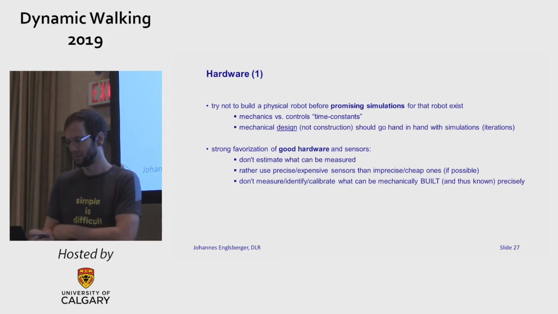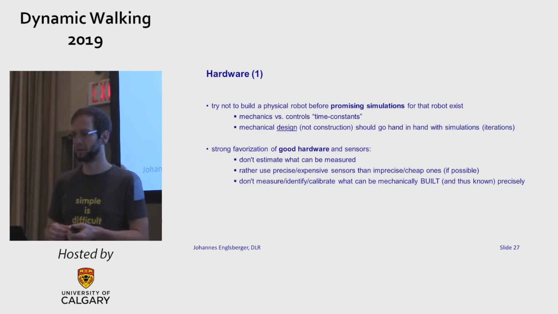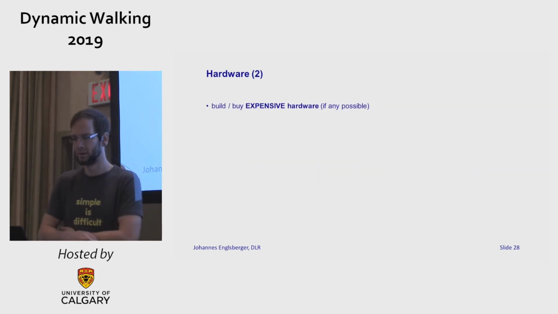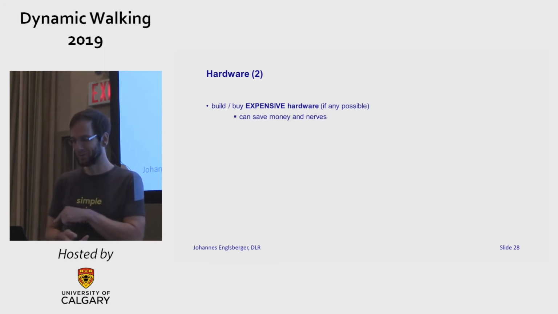And don't measure, identify, or calibrate what can be built and thus known precisely. For example, a camera mounting should be milled to micron precision, so you don't need to calibrate and stuff. Build with expensive hardware, if at all possible. If you don't have funding, that's a bit bold maybe. I never asked for funding, but apply for more funding. Go for good hardware. This can save money and especially nerves.